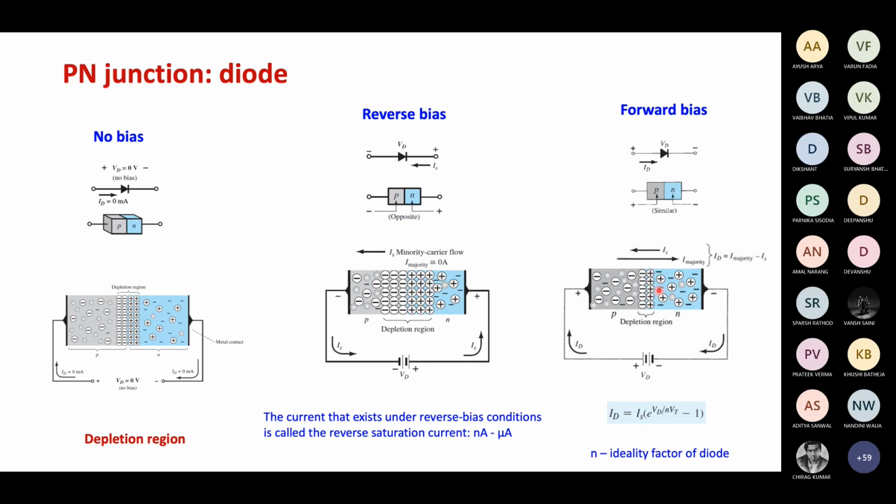Okay, and sir, the depletion region is reduced. Sir, if in forward bias the electrons are pushed towards the depletion region, then why are the positive ions not left uncovered at the terminal?